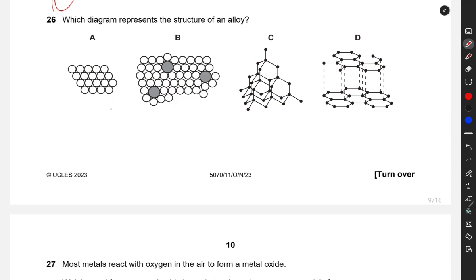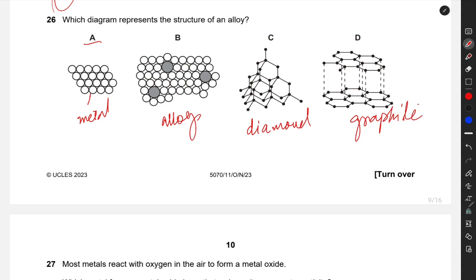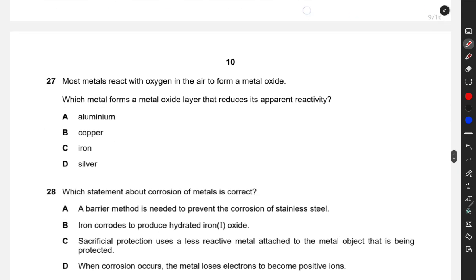This is the regular arrangement of structure, so it could be metal. This could be alloy. The different sizes of atoms are present in this mixture, so this could be alloy. This is diamond and this is graphite. So B option is the correct option.